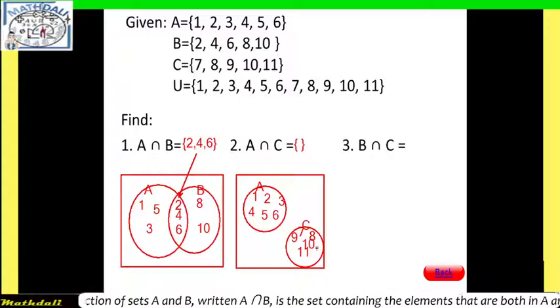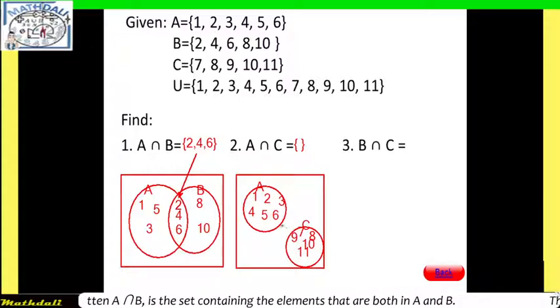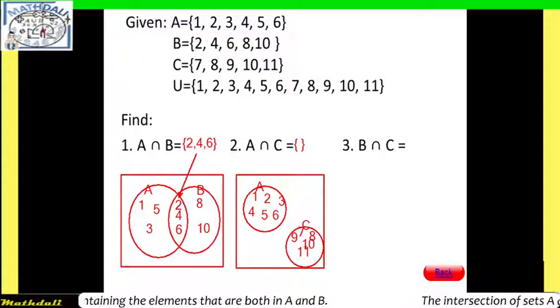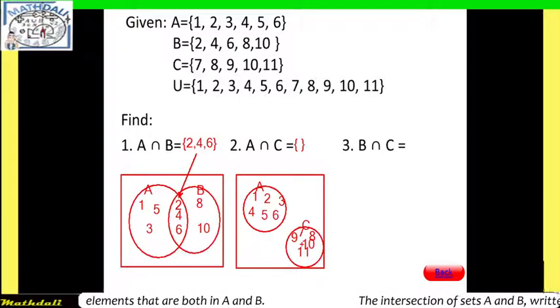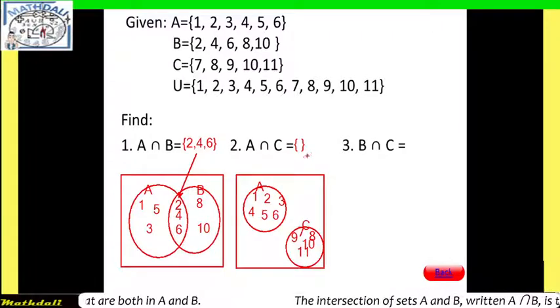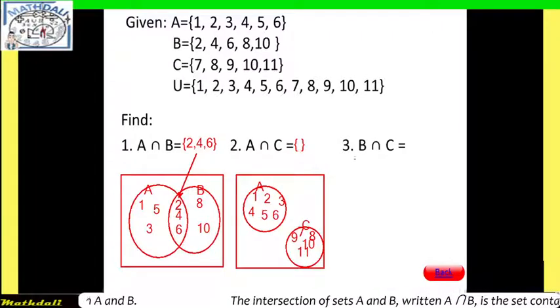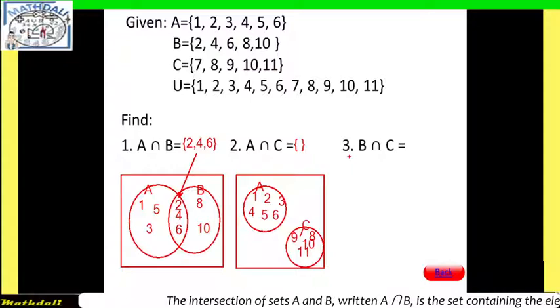Kung makikita nyo, yung dalawang set natin magkahiwalay yung circle. So, ang tawag natin dyan ay disjoint set. So, pag-aaralan natin yan sa mga susunod na module yung tungkol sa disjoint set. Now, let us have B intersection with C.